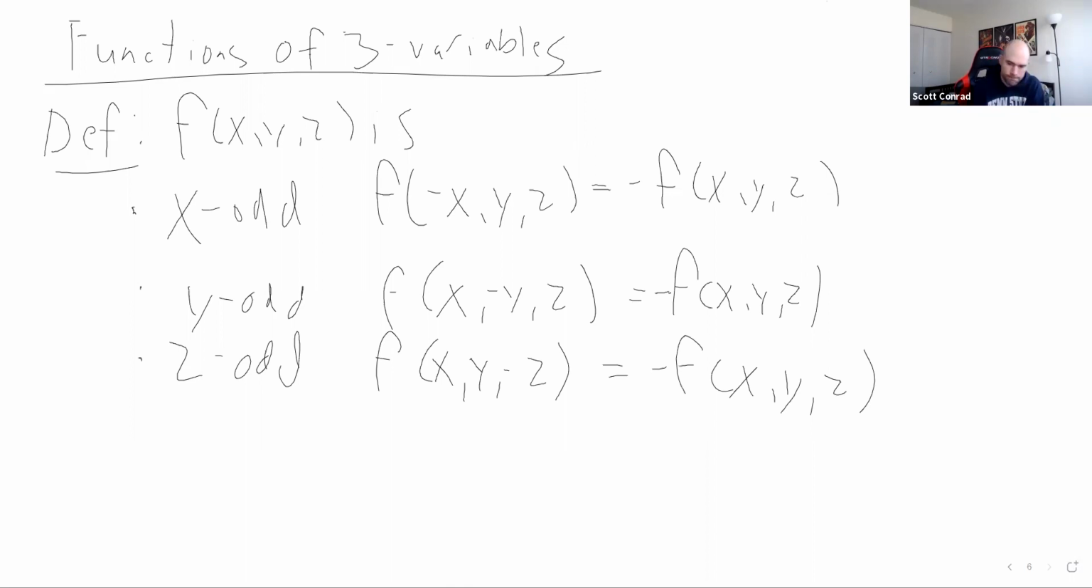Okay. So we have x odd, y odd, and z odd now for functions of 3 variables. And similarly, we're integrating over a 3-dimensional solid region. So now we have 3 directions in which to be symmetrical.